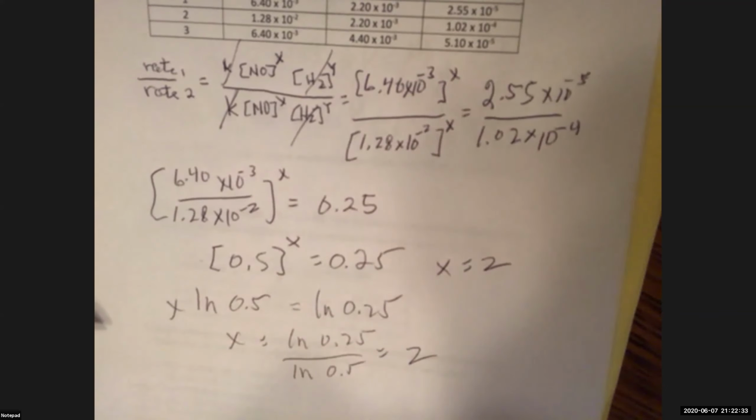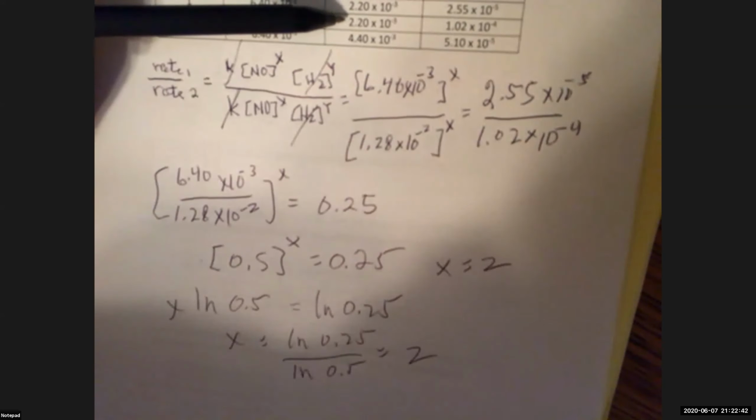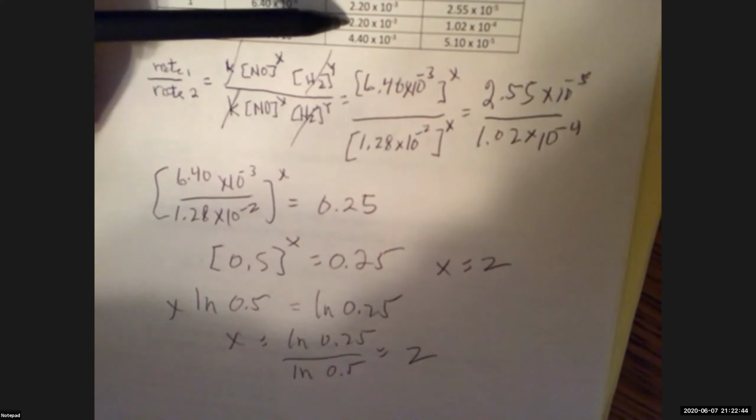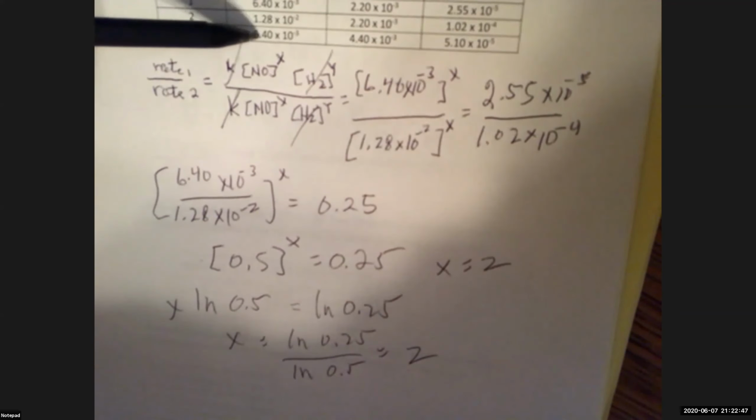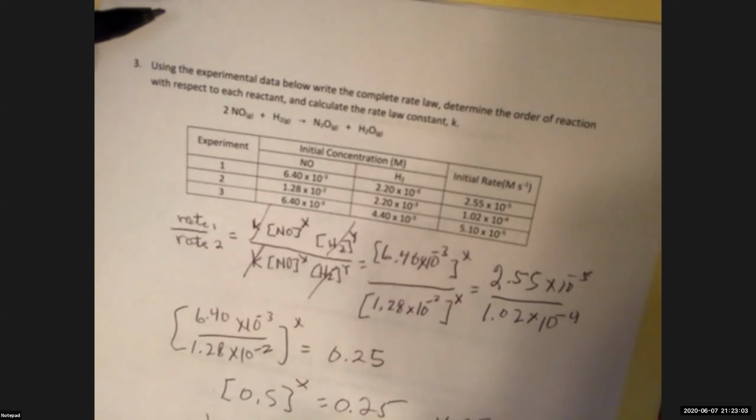So our rate law then in NO is second order. Let's look at H2, what the order is. Let me go back to the original data. We leave NO constant in experiment 3, but we double H2. If we look at the rate, it looks like the rate doubles. So that means it's first order in H2.